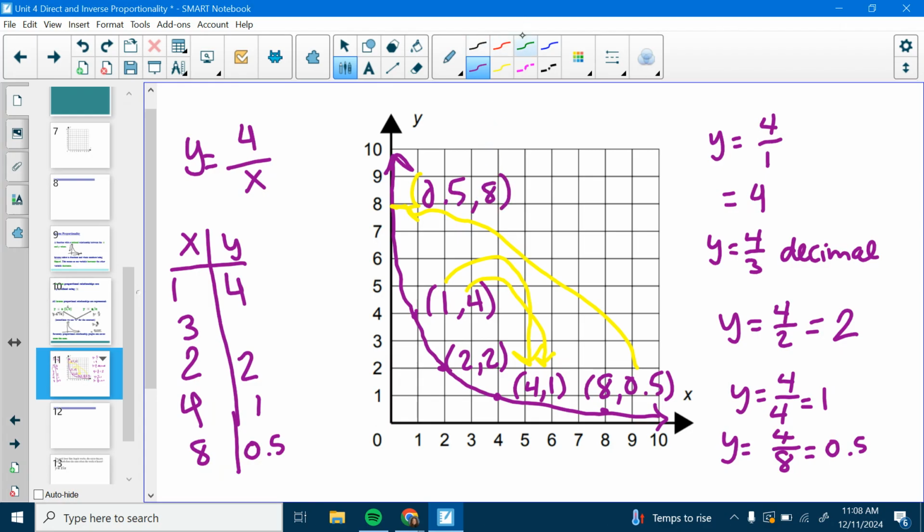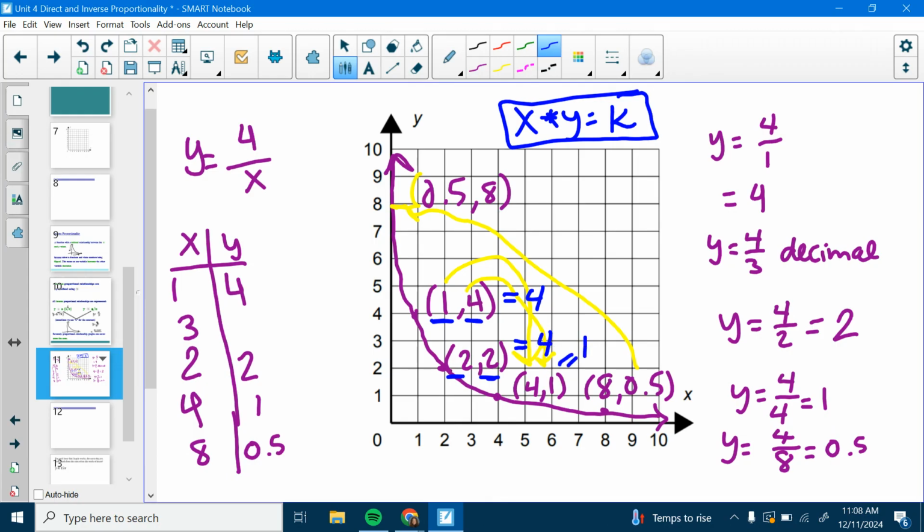The other really cool thing that we can notice is that if you multiply your x times your y, you will get your constant. That is a key fact of inverses. x times y gives you the constant, okay? So that is how you know something is an inverse proportion, is that anytime you multiply an x times a y, you will get your constant. 1 times 4 equals 4. 2 times 2 equals 4.